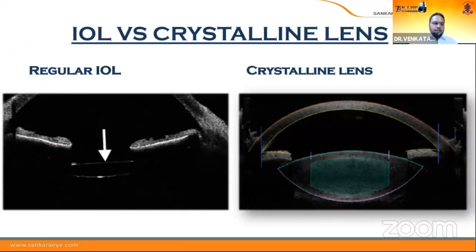Here we can see in the OCT that there is a lot of gap between the iris and the intraocular lens through which the light passes. And this is a normal crystalline lens where we don't see any gap here. So if you want to get rid of negative dysphotopsia, we have to get rid of this space between the iris and the intraocular lens.